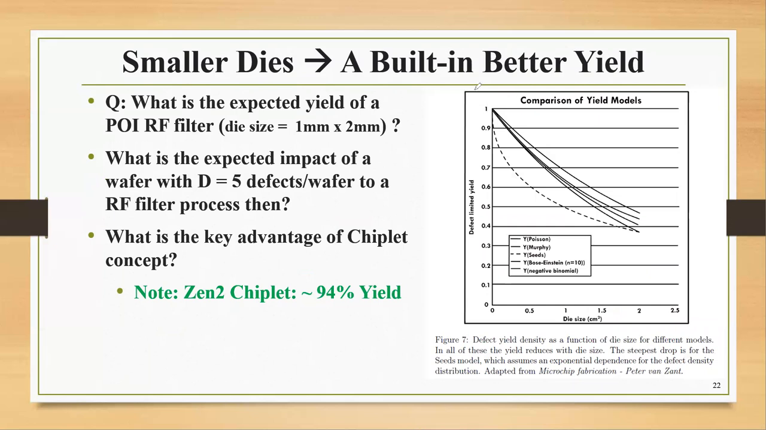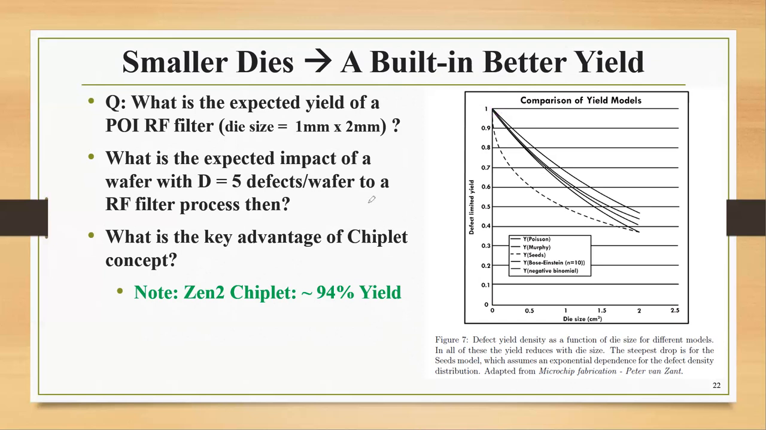So the smaller the die, the bigger the yield. It has a built-in advantage if you have a smaller die. I'll give you another example. There's a POI, piezo on insulator, RF component used in your cell phone. The die size is 1 millimeter by 2 millimeters. What is the expected yield of this? Then you look at this: 0.1 times 0.2 is 0.02. So it's very, very close, which means it's almost 100% yield. In theory, you could reach 99.9% yield.